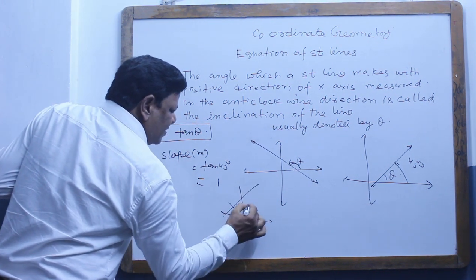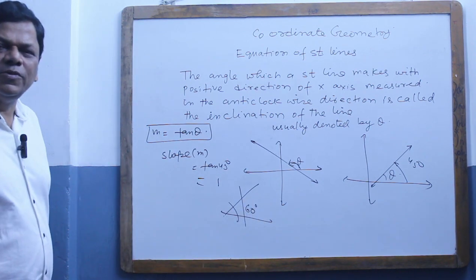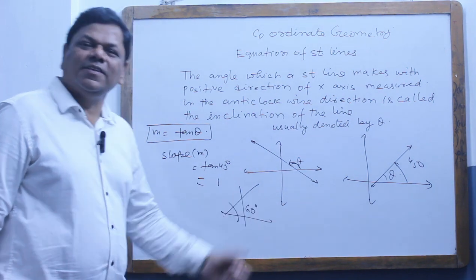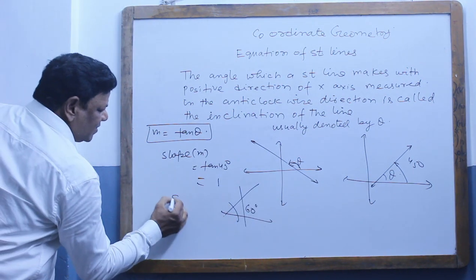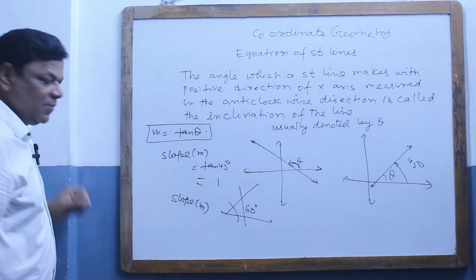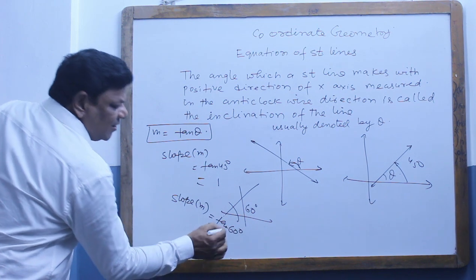The angle is given as 60 degrees. Now, what is the slope? Slope means tan theta. Theta is 60 degrees, so slope m is tan 60 degrees.